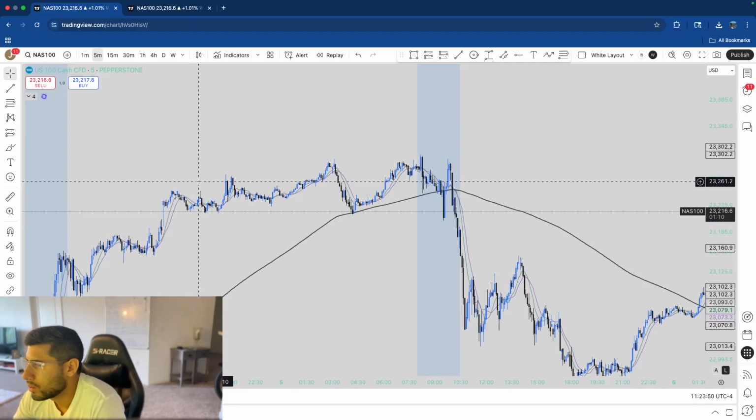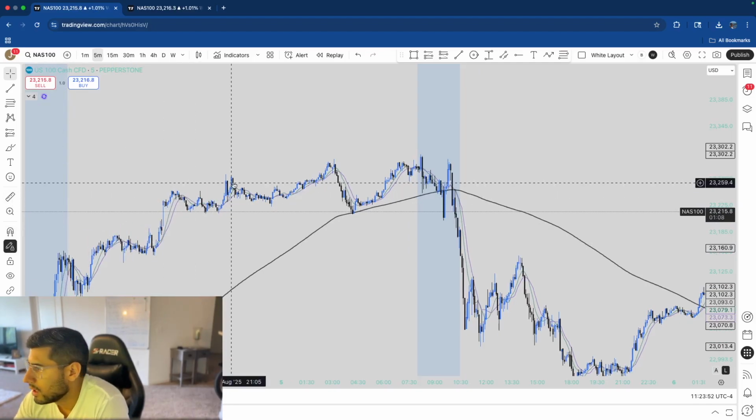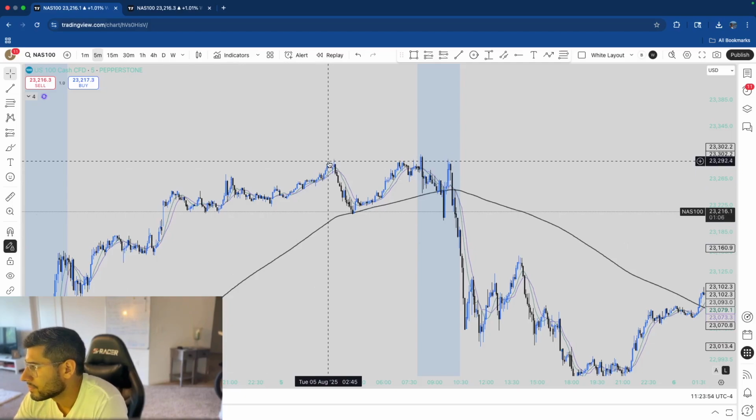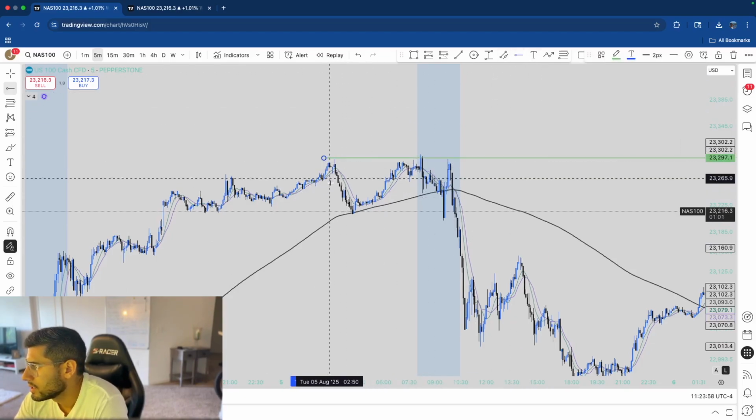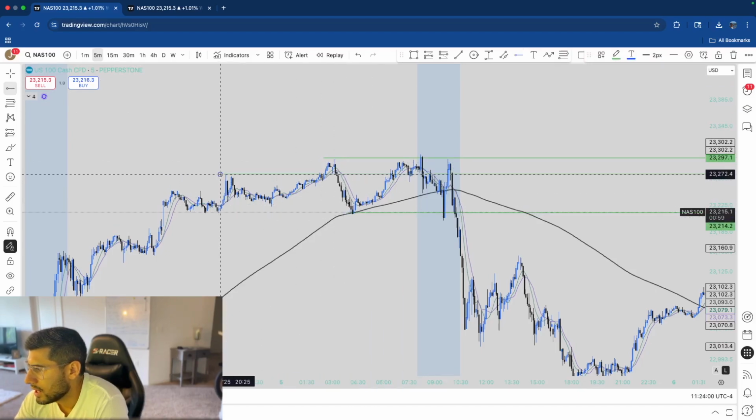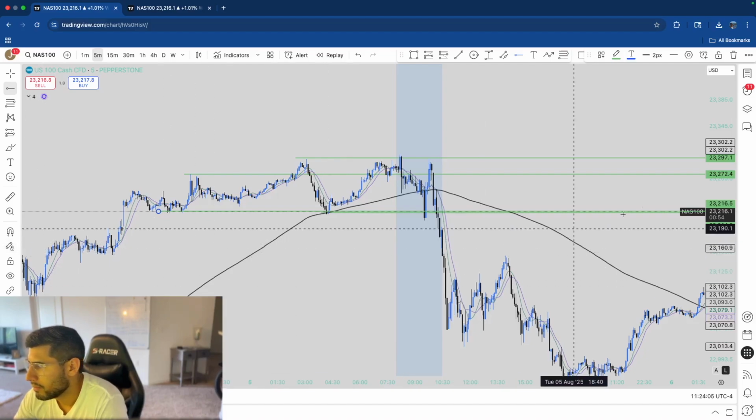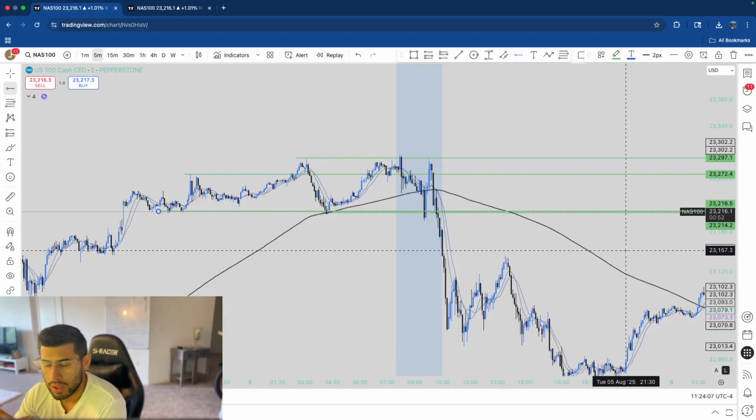Okay, so we're going to start out with the smaller time frames. Okay, this was London highs, this was London highs, this was London lows, that was Asia highs, Asia lows was down here, okay? But here's the important thing. Before New York, we have London. Before London, we have Asia, okay?